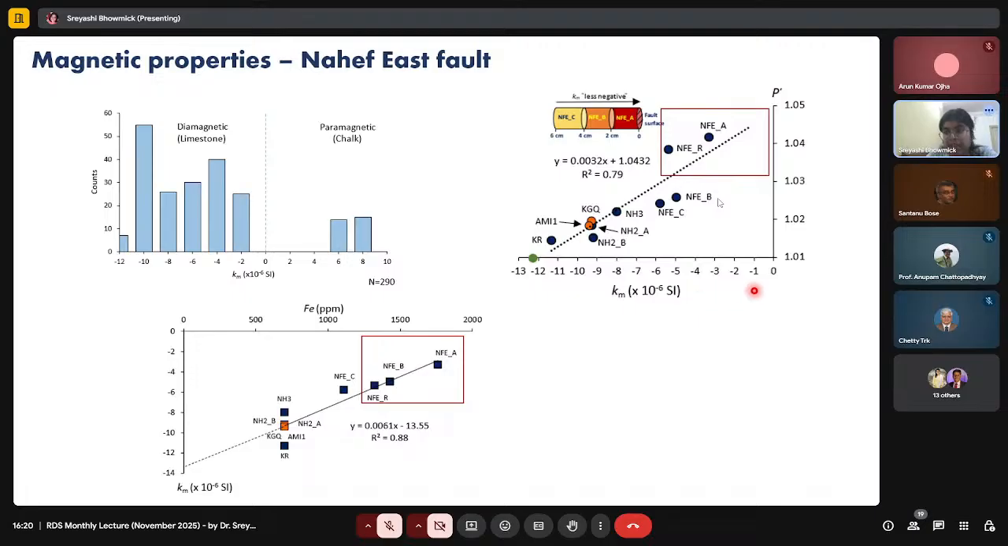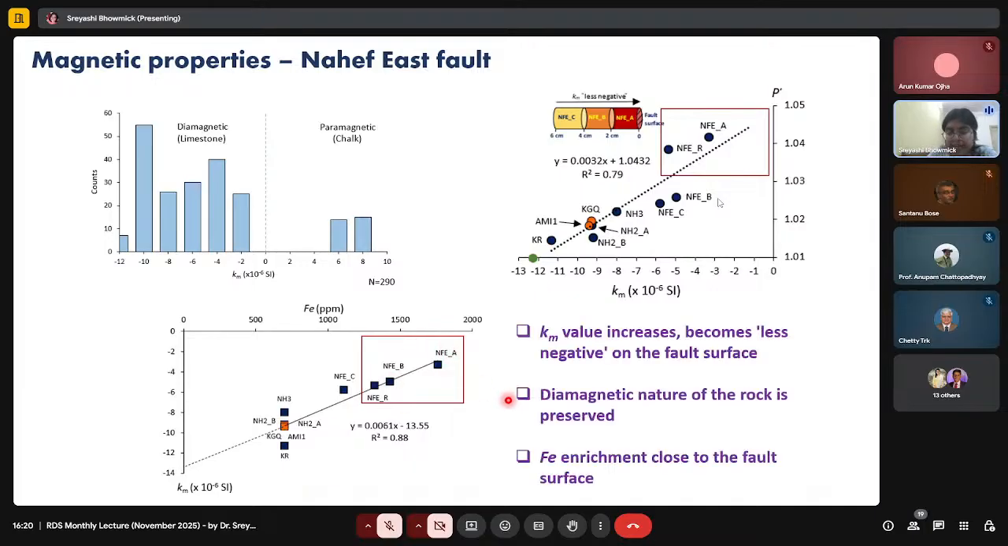increase. To determine this, we also found the iron content. So here you can see, as we approach the fault surface, both the Km value and the iron content increase. Which means that there is maximum iron concentration at the surface. So what are the findings from here?